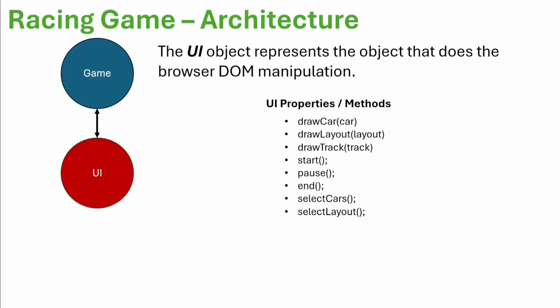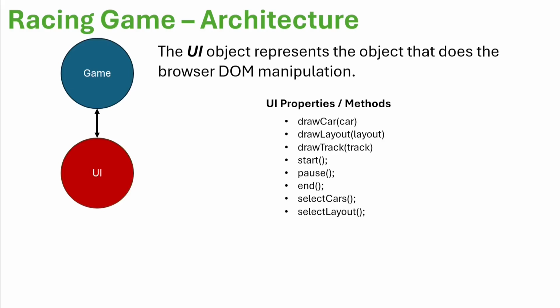So no biggie there. And of course, between the game and the UI, that's where a lot of the heavy lift is going to go. The game's got to tell the UI, hey, draw out this car, draw out this track, draw out this layout. I want you to start the game. I want you to pause the game. I want you to end the game. I want you to give me a dialog box that allows me to select the cars, or a dialog box that allows me to select the layout. These are the kinds of things that the game and the UI will communicate with.